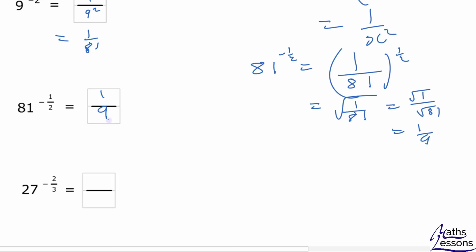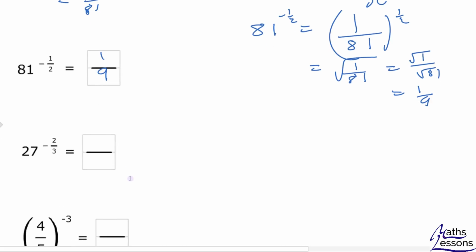Okay, so we're going to look at 27 to the minus 2/3. I'll just scroll down a bit further to give myself some more space. The 27 to the minus 2/3. Well, let's do the minus first. So effectively what we've got is 1 over 27 to the 2/3.